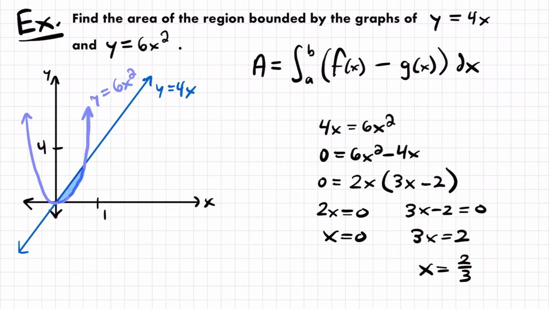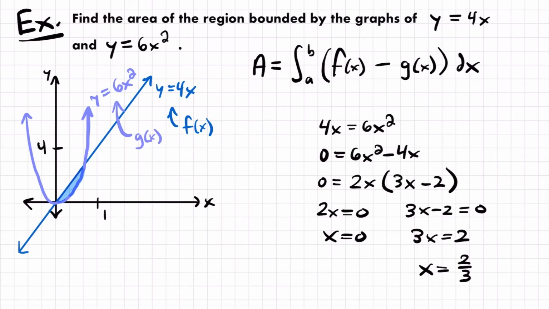All right, so all that's left is to determine which of these two functions is the top function, f of x, and which of them is the bottom function, g of x. And so if we look at our region here, which function, if we look from the top down, is on the top of that region? Well, it looks like this line, y equals 4x, is on the top of the region, and this parabola, 6x squared, is at the bottom of the region. And so we can determine that y equals 4x is f of x, and 6x squared is g of x.